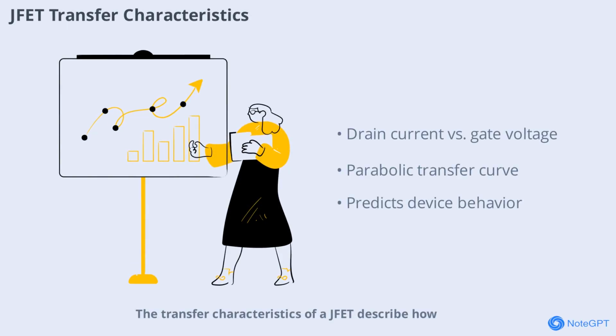Transfer characteristics of a JFET describe how the drain current changes with varying gate source voltage. Typically, as the gate source voltage becomes more negative, the drain current decreases. This relationship is often represented by a parabolic curve on a graph. The transfer characteristic is essential for understanding how the JFET amplifies signals and how it can be biased for different applications. By analyzing this curve, engineers can predict the behavior of the JFET in various circuits.